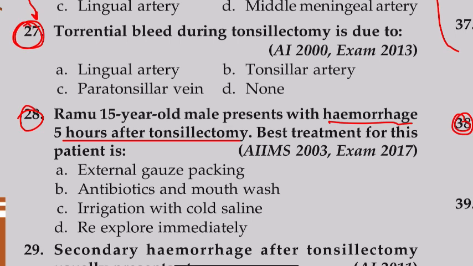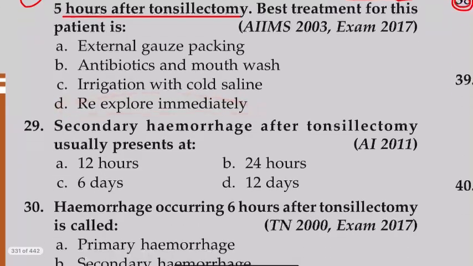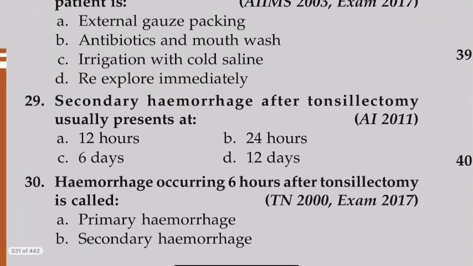Hemorrhage following tonsillectomy within 24 hours is called reactionary hemorrhage and requires re-exploration. Secondary hemorrhage after tonsillectomy usually presents, okay. There is primary hemorrhage, reactionary hemorrhage and secondary hemorrhage. The primary hemorrhage is the one occurring intraoperatively. Reactionary hemorrhage is within 24 hours and secondary hemorrhage is within 5 to 10 days, right? So here the right answer is 6 days. Hemorrhage occurring 6 hours after tonsillectomy is called, I've already said, what?